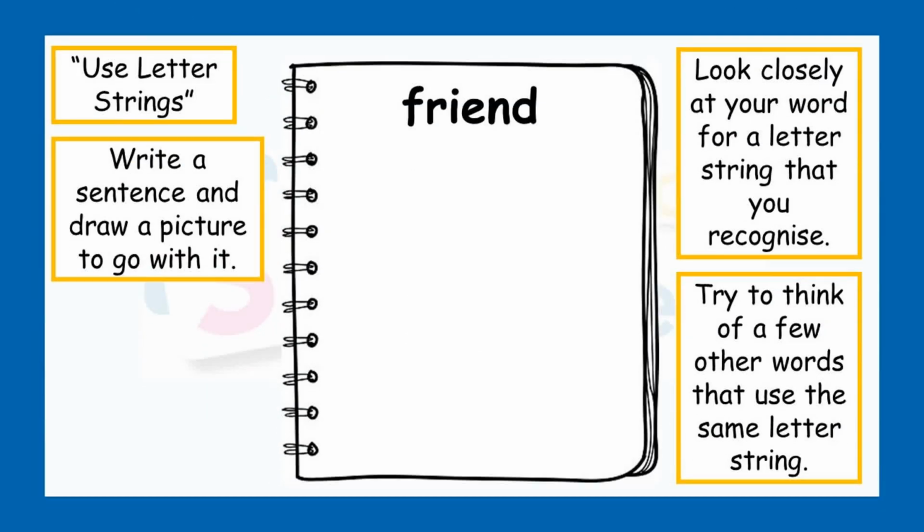Okay, here we go. So the word that you are going to try and spell is friend. Now, remember the steps. Find a letter string in the spelling word. Then try to think of other words that have the same letter string somewhere in them. Finally, write a sentence using your spelling word and draw a picture to go with it to help your brain remember. Pause the video and give that a try now.